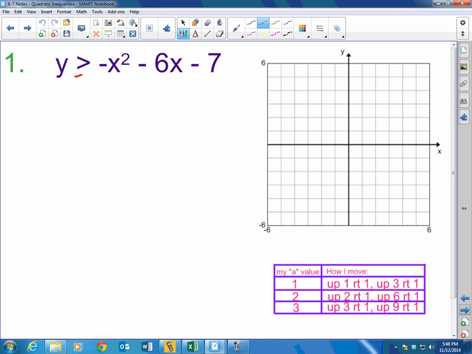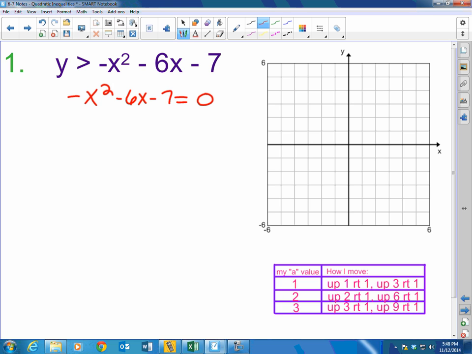So anytime you see an inequality symbol, which is a greater than or less than sign like that, then you're going to need to shade one direction or the other. For right now, in order to do this, we are just going to simply pretend that there is an equal sign in here. So we are going to pretend that this just says negative x squared minus 6x minus 7 equals 0.